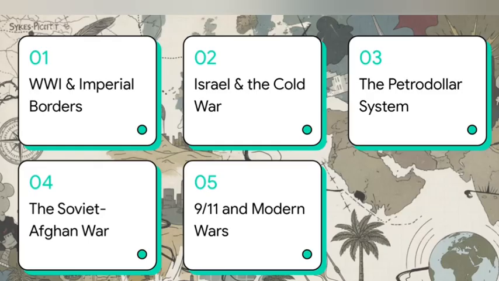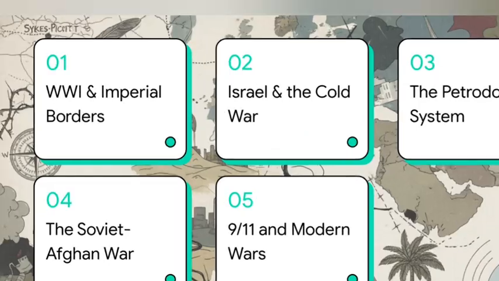Okay, let's dive into this. Here is our roadmap: Israel and the Cold War. Third, the petrodollar system. Fourth, the Soviet-Afghan War. And finally, 9/11 and modern wars.